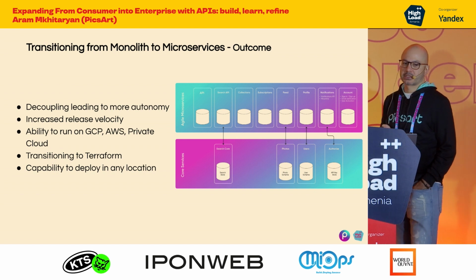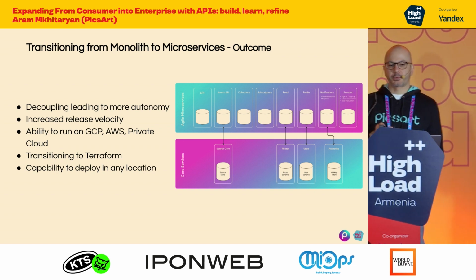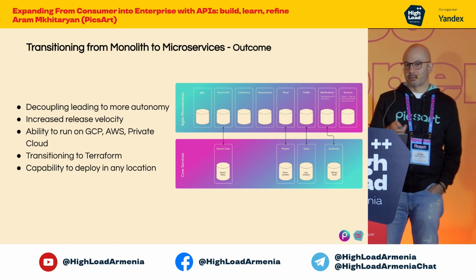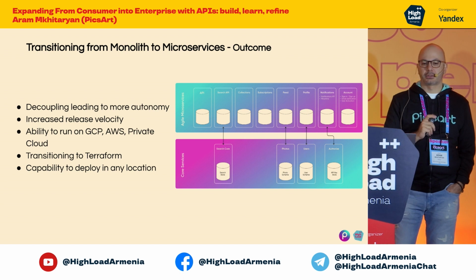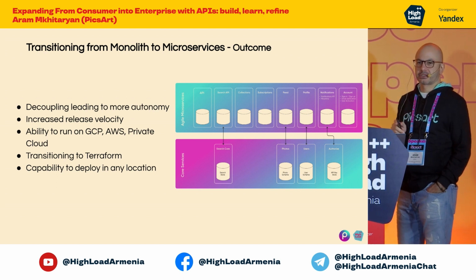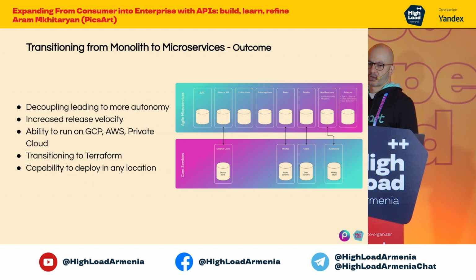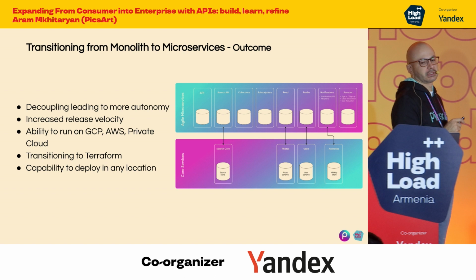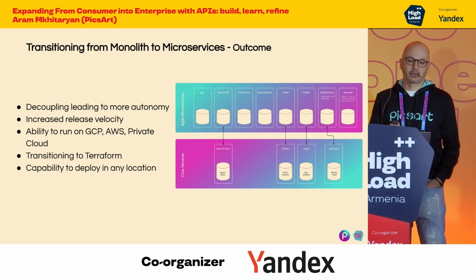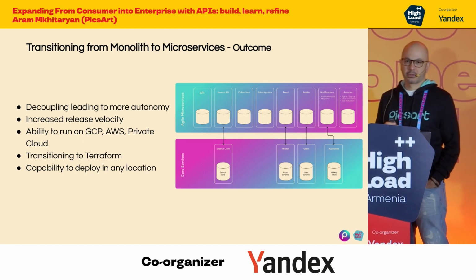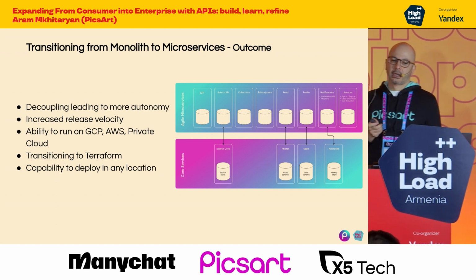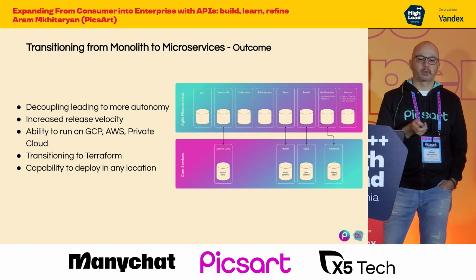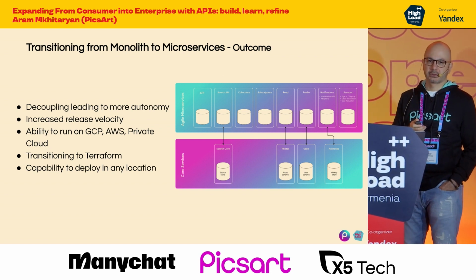What did it give to PicsArt? First of all, we decoupled everything, most of it I would say, and it led to autonomy. It increased the velocity to release services drastically. On the technology level, it also allows us to deploy in almost any location using Terraform, Docker, Kubernetes, and we have the flexibility to use GCP, AWS, and we also have our own private cloud.